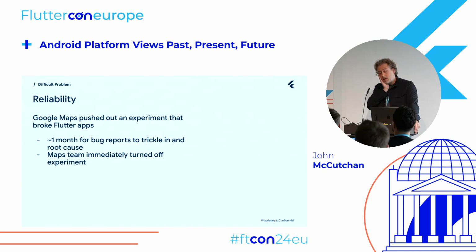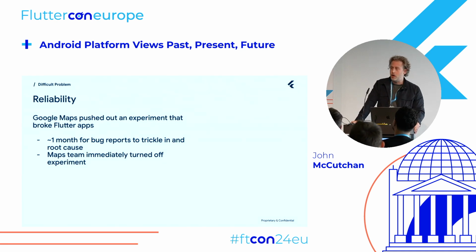So it took about a month after it hit 100% for some bugs to come in, and then for us to root cause this, which was kind of tricky because there's thousands of experiments that Maps uses. And anyways, the Maps team was super helpful. And once we did root cause it, they turned off the experiment, and within 24 hours, everything goes back to normal.